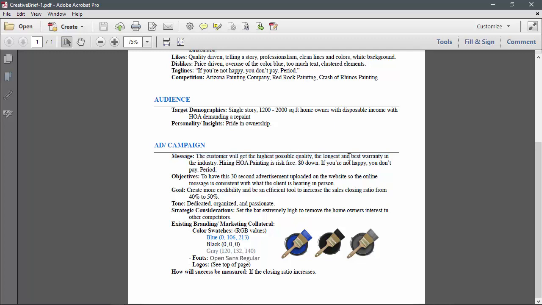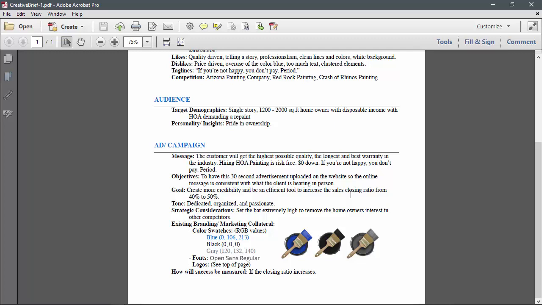But most importantly, within this ad campaign, I'm really going to focus on this message here, right there. So now this is a bit of a lengthy message. I'll quickly read it. The customer will get the highest possible quality, the longest and best warranty in the industry. Hiring HOA Painting is risk-free, zero down. If you're not happy, you don't have to pay, period. Now that's a mouthful. There's so many different ideas going on in this message.